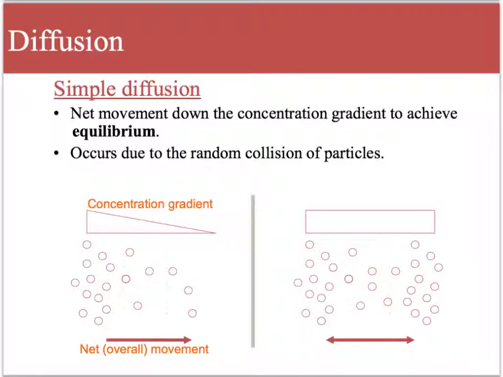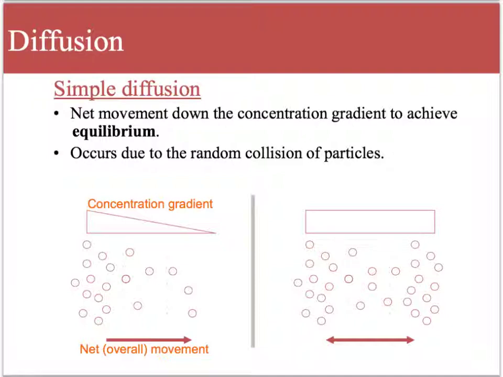Okay, so simple diffusion. You need to know a textbook definition for this. This type of question does turn up in exams. So it's the net movement down the concentration gradient to achieve equilibrium. From about year 7 science, you would have learnt that particles are always in motion. So the random collision of these particles enables higher concentration to move to lower concentration without any input of energy.